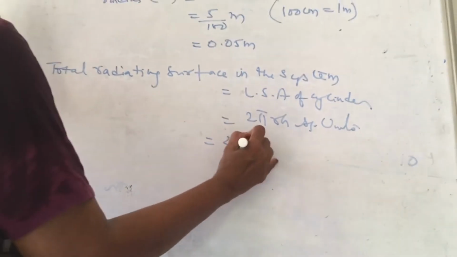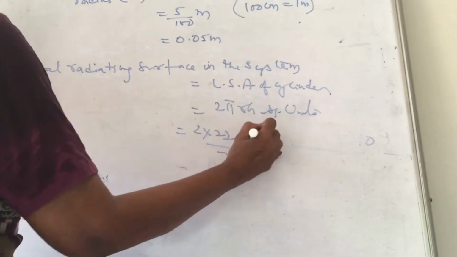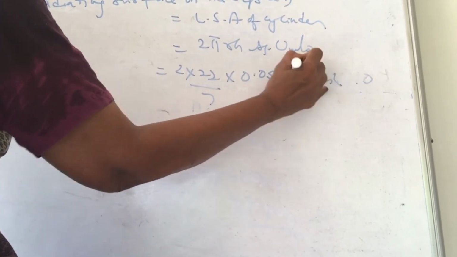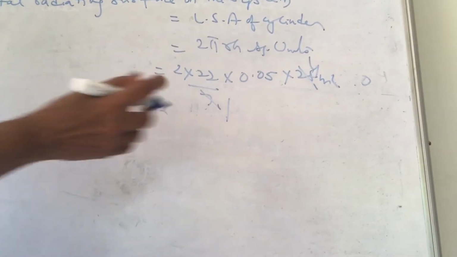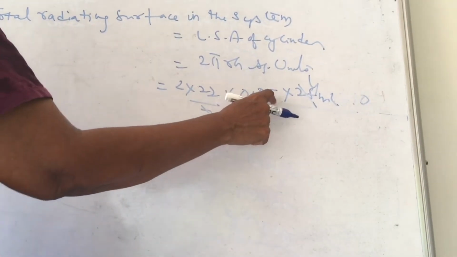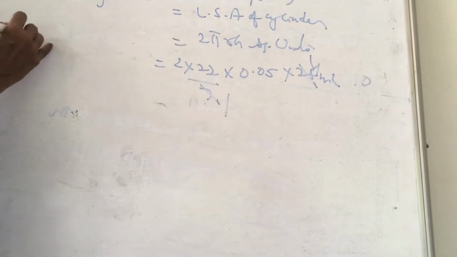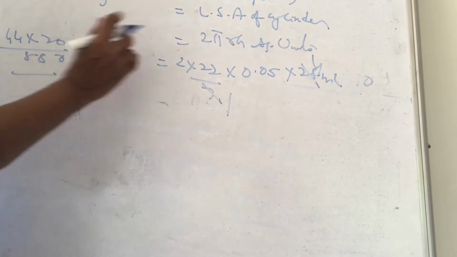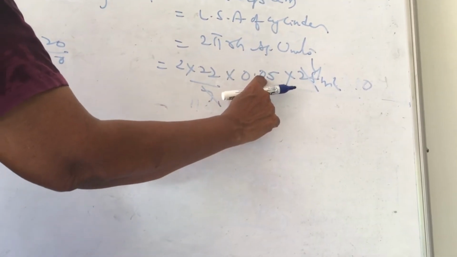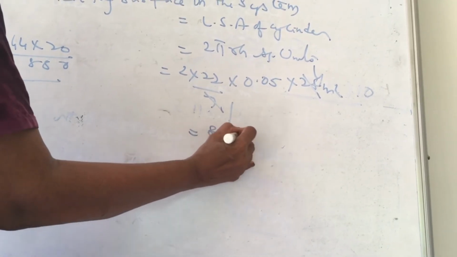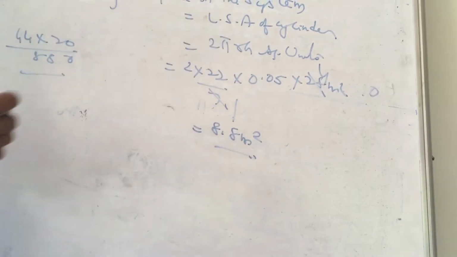2 into 22 by 7 into 0.05 into 28 meters square. 2 into 22, 44. 44 into 20. 5 fours are 20. 8. Count the digits, children. How many digits? 1, 2. That is equal to 8.8 meters square.